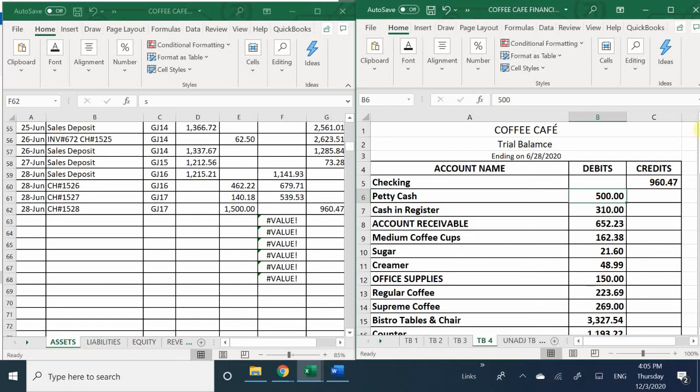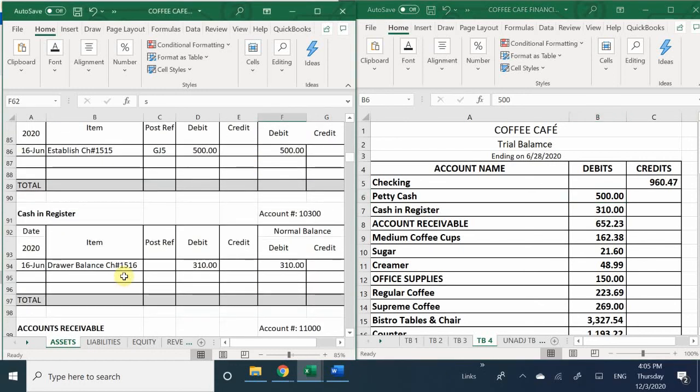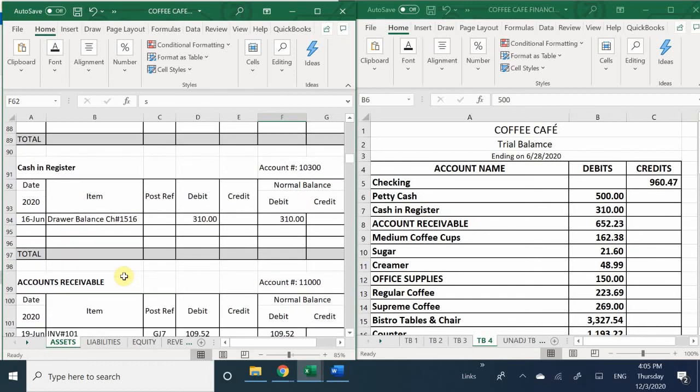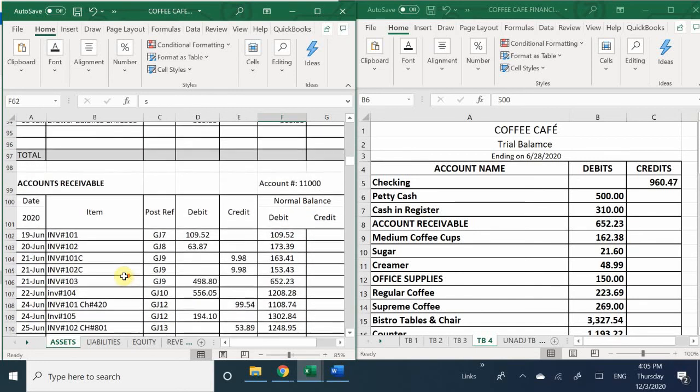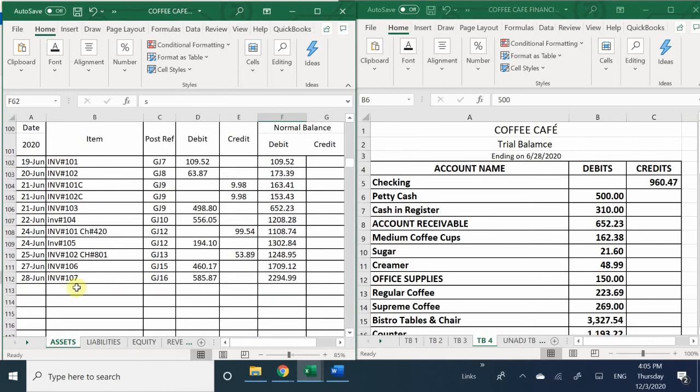All right. Did we make any changes to our petty cash? No, so we don't need to touch that one. What about our cash in our register? No. Okay. What about our accounts receivable? Oh, I'm sure that's changed. Yes, it has definitely changed from this. Now, what is the balance in the accounts receivable? 2,294.99. Sorry. No, it's fine. All right.